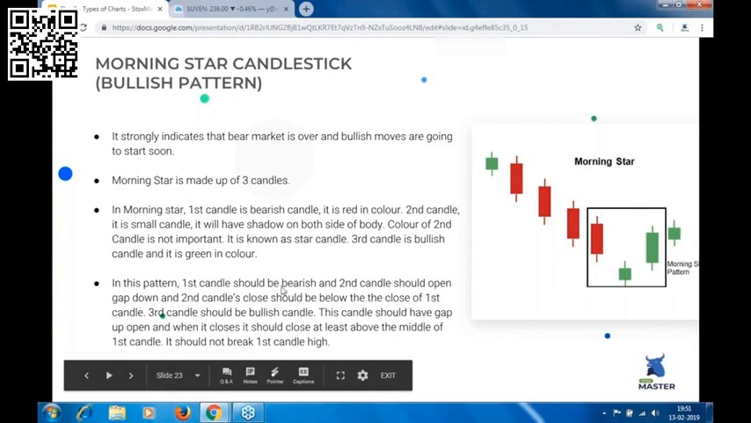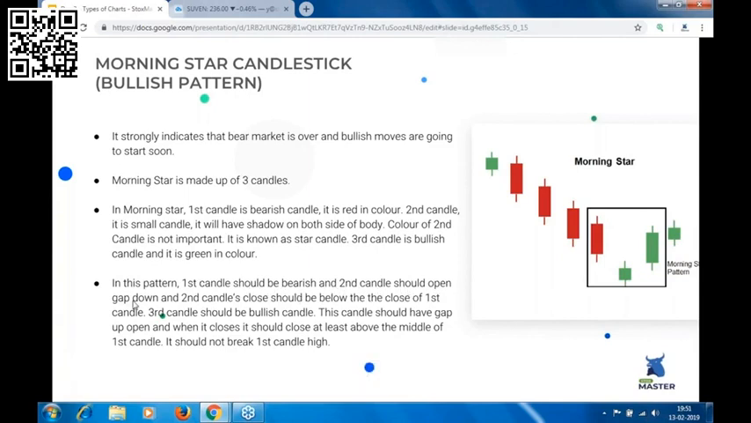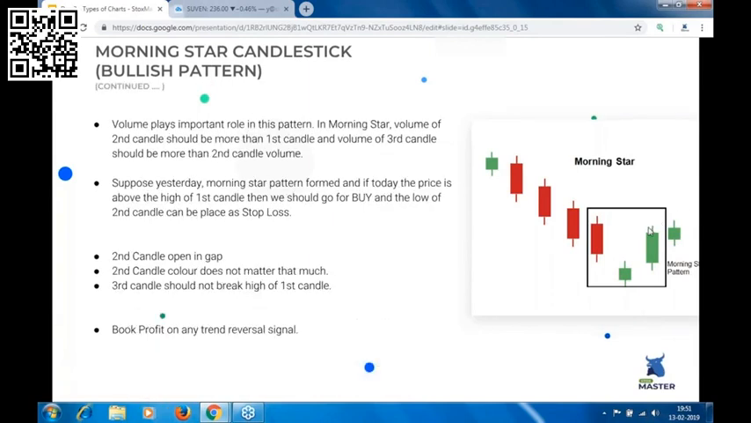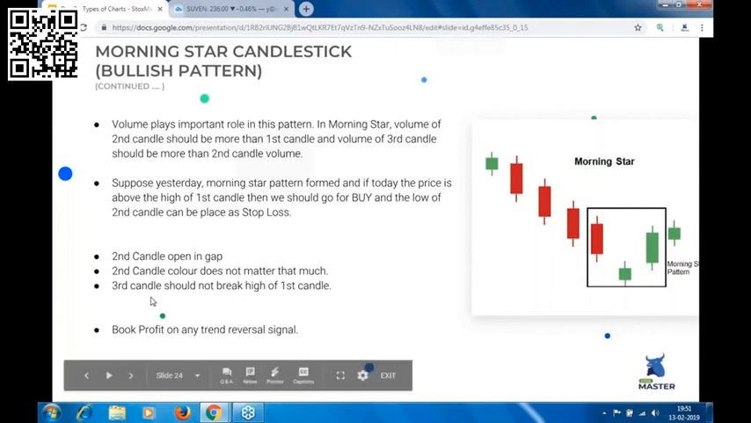Now in this pattern, the first candle should be bearish and the second candle should open gap down, and the second candle's close should be below the close of the first candle. The third candle should be a bullish candle. This candle should have a gap up open, and when it closes, it should close at least above the middle of the first candle. The third candle should not break the high of the first candle. Now in this candlestick formation also the volume plays an important role.